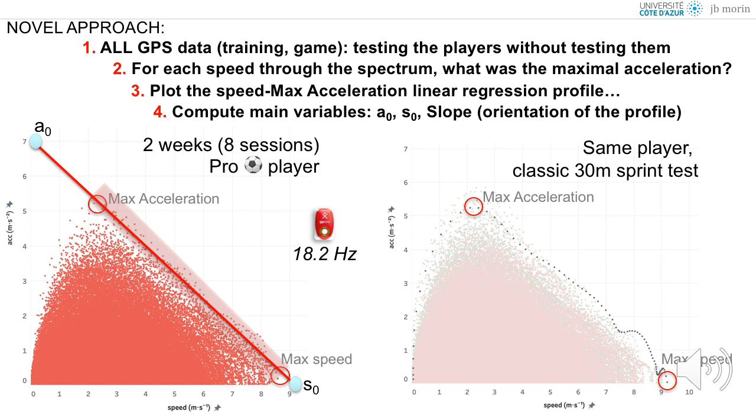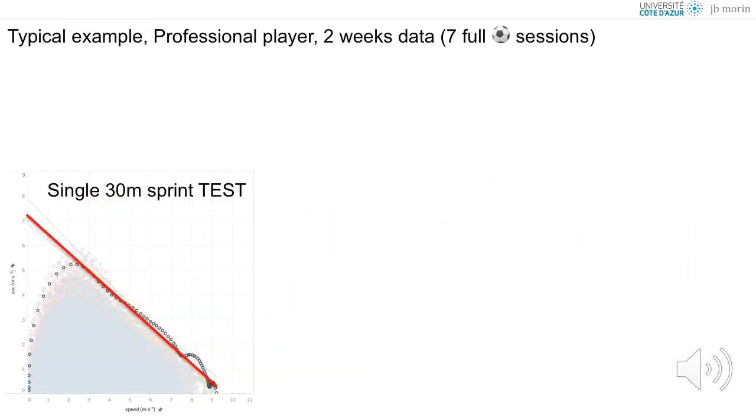Here, for example, the same player did a classic 30-meter test, and this is the black data, the black dots that you have here. This is the 30-meter test GPS data. And you can see here that this is the acceleration speed profile of his specific test. So be very careful. This is not the same type of information. One is a single test, the other one is not a test. It's 2 weeks of data that were pooled and analyzed. Here, another example.